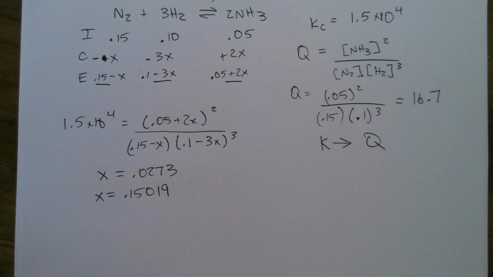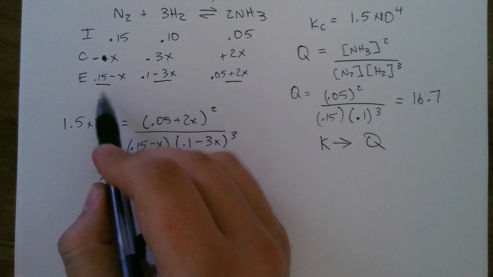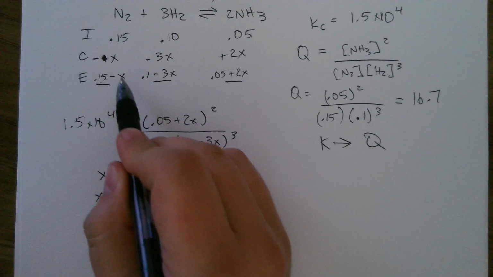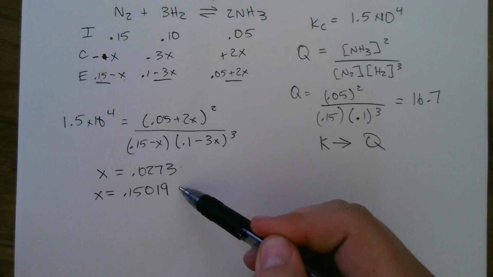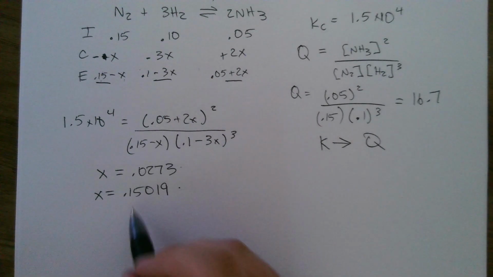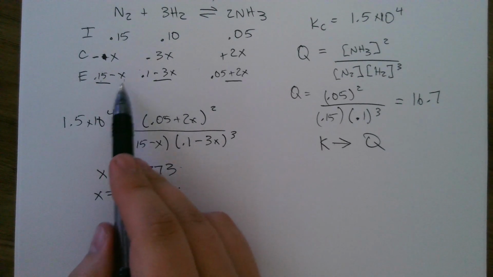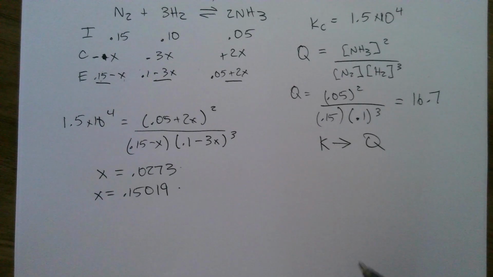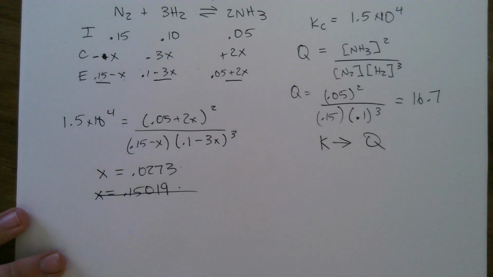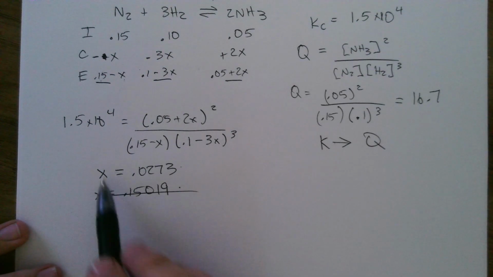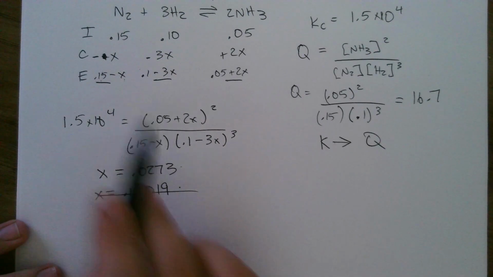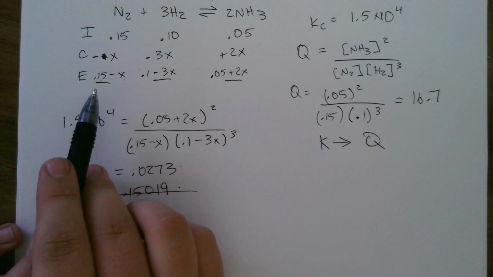I have to figure out which of these answers is good, though. Okay. One of these answers will make my answers nonsense. So let's start with this one. 0.15 minus x. Does that make either of these invalid? Actually, it does. 0.15 minus 0.15019 is going to make this a negative number. You can never have a negative amount of something. Get out of here. Okay. So then my number must be 0.0273. So I'm going to do my subtraction here.